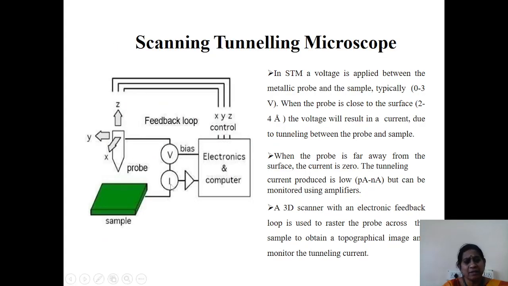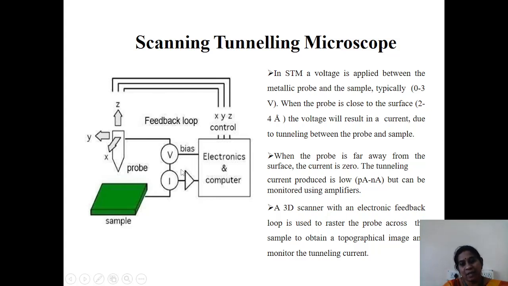This is the block diagram representing the various components present in a scanning tunneling microscope. You can see here the sample, the probe, the circuitry, and a feedback loop. All these form up a scanning tunneling microscope.